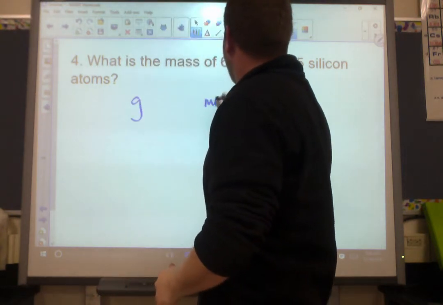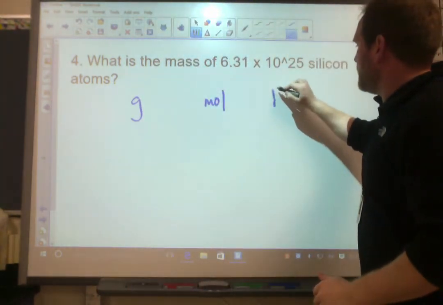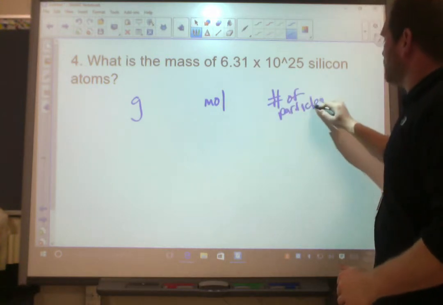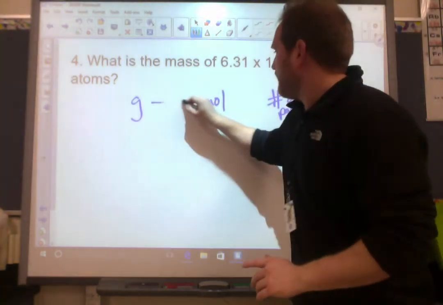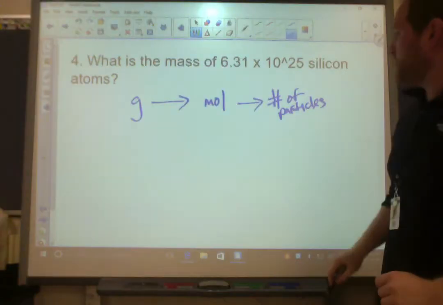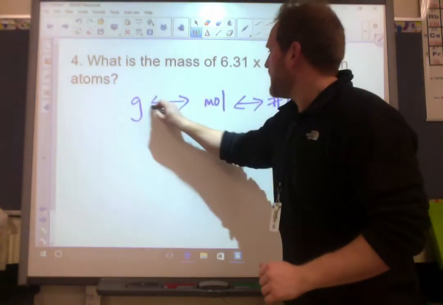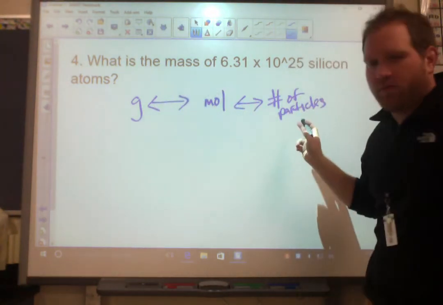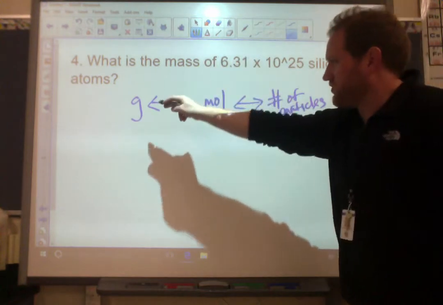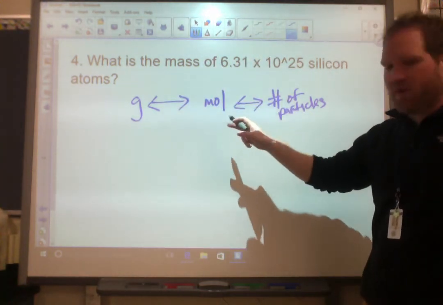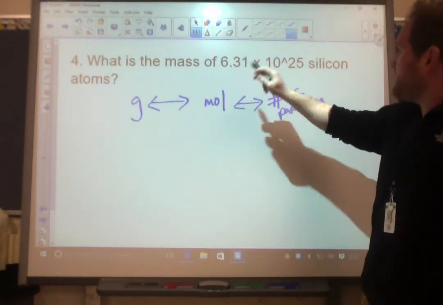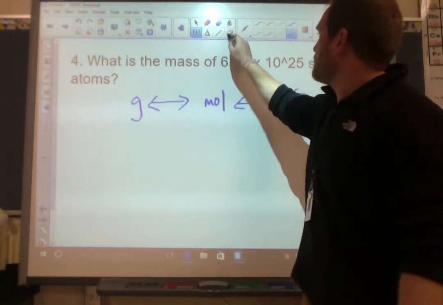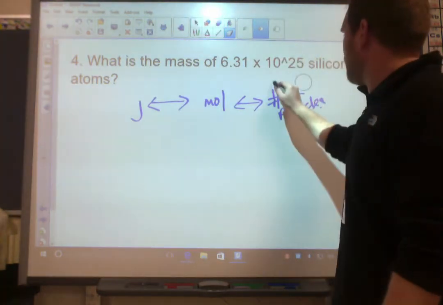Grams, moles, and number of particles. You can either go from grams to moles to number of particles or the other way, but moles is always going to be like the middleman. You can't go from grams directly to number of particles. You can't go from number of particles directly to grams. Moles is going to be the middleman, so we're going from the number of atoms to moles, and then from moles to grams. It's going to be like a two-step problem.